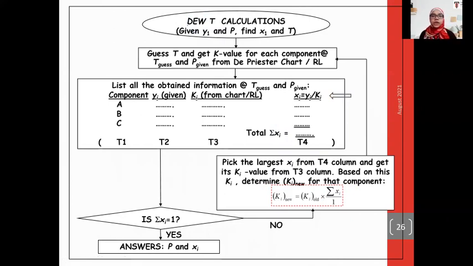Okay, the same goes for the dew T. That means we need to find the temperature, and the vapor composition is given, so the summation should be over the liquid. If not, proceed to perform this correlation.